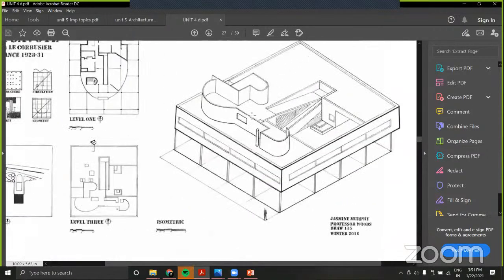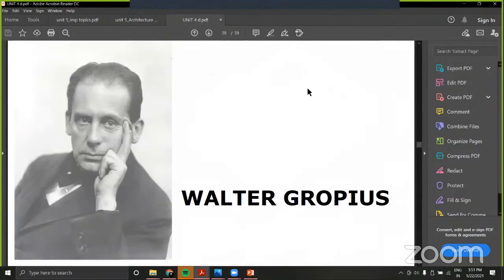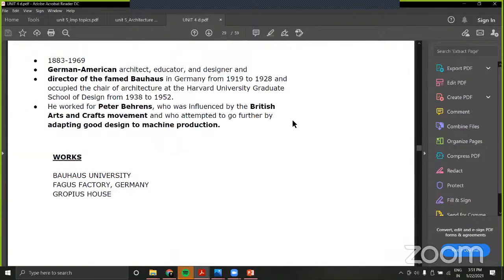Since this is the roof garden he initiated, you can see the ramp here and all these pilotis here. These are the ribbon windows which he provided. Then we are moving on to Walter Gropius.